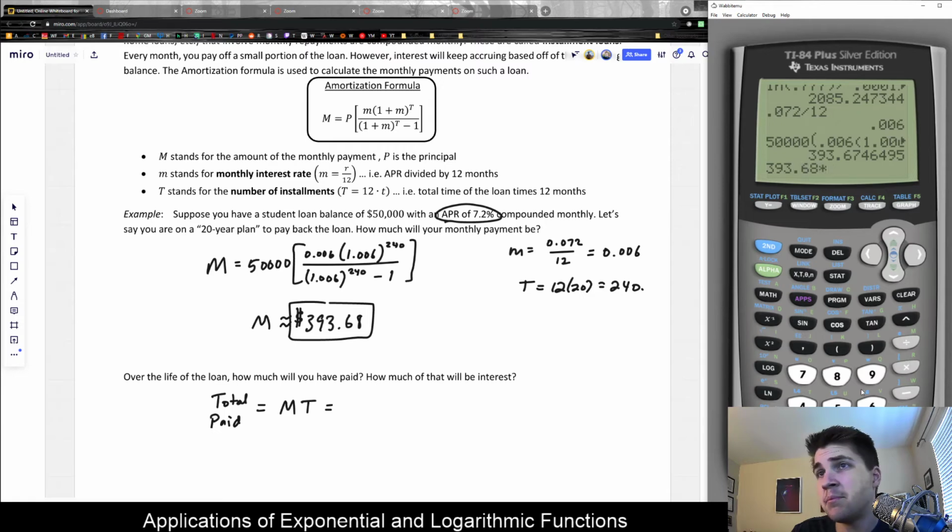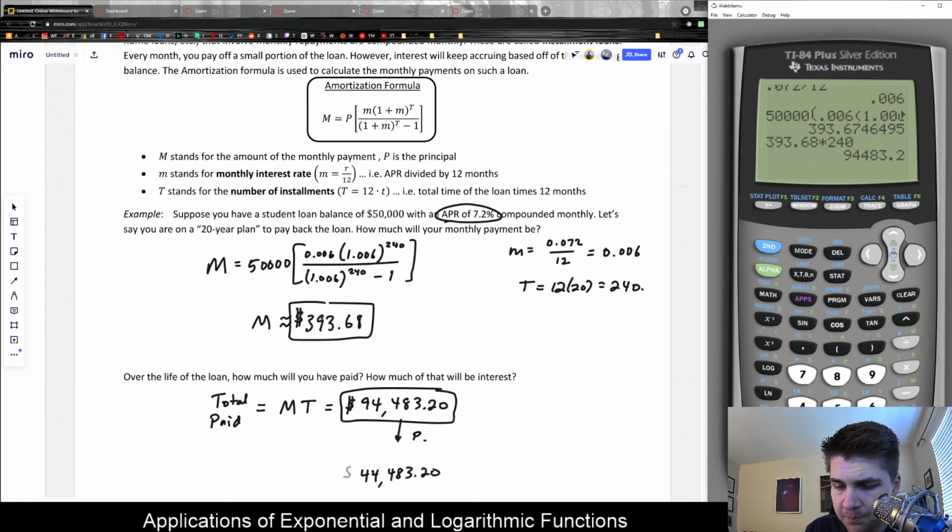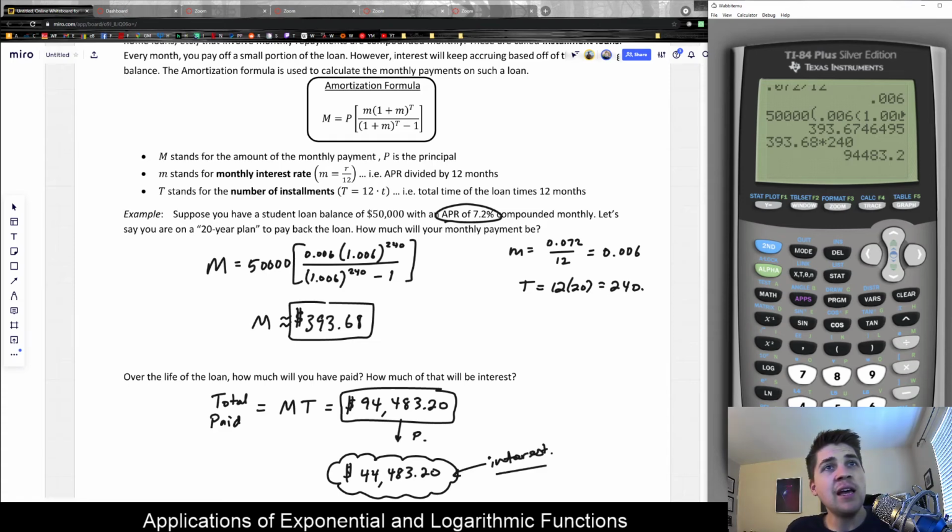So $393.68 times 240 installments will be a total paid of $94,483.20, which is a lot. And of course, taking the difference between that and subtracting off the principal, $50,000, would leave me with $44,483.20. And this would be how much interest we paid for the luxury of having a loan.